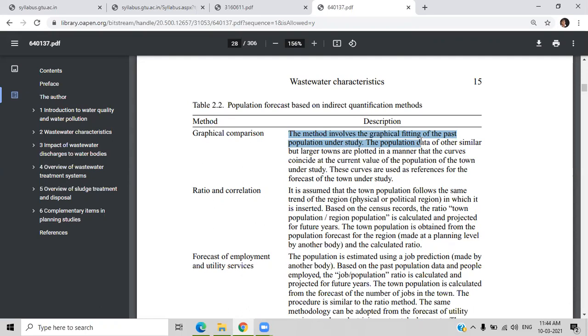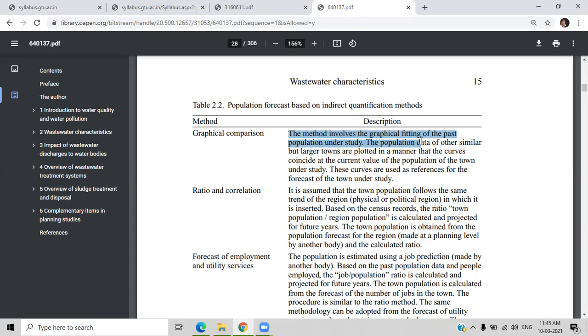With the help of this graphical comparison, we can say that if this kind of facility is available in the larger town, it can also be effectively implemented for our particular study area. But there are different kinds of limitations, because population forecasting or the growth of the population is not linear in nature.